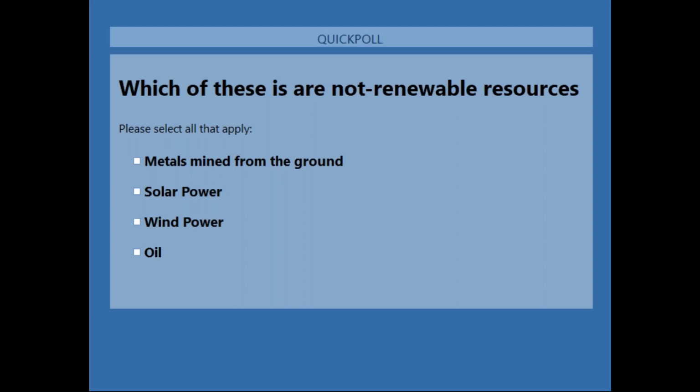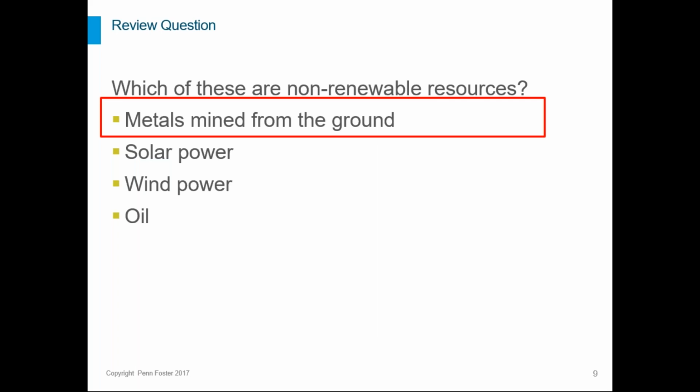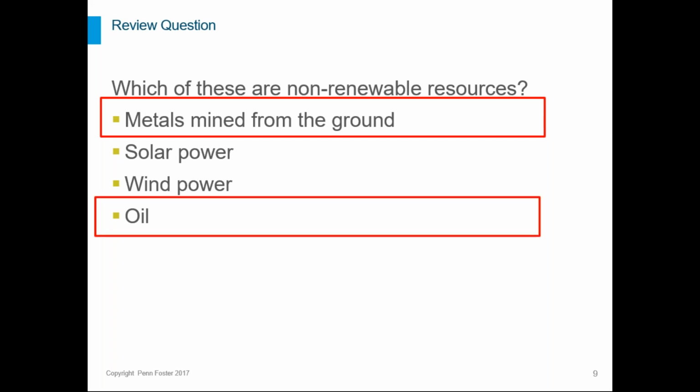Okay, we didn't need the 30 seconds. Good job, everyone. So yes, we have the correct answers. Oh wait, maybe I said it wrong or we got it backwards, but we have the backwards answers. So non-renewable are the metals mined from the ground, and oil, where if we use it up, it doesn't come back. We don't have any more. Those are non-renewable. Solar power and wind power are renewable.